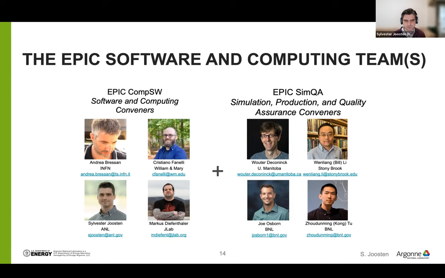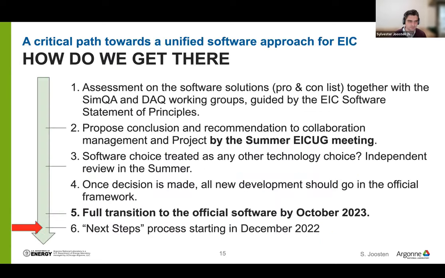We have a quite nice group of people leading this effort. So how do we get to the software stack? What was the critical path that we traveled?